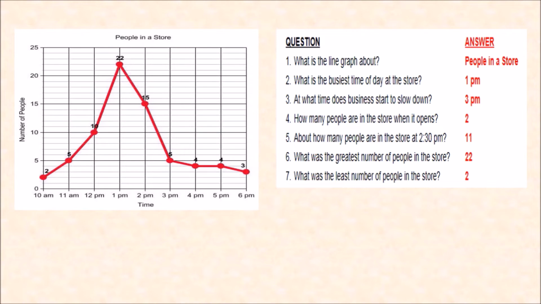There are only 5, and then 4 p.m. is 4, and then 5 p.m. is 4. So that means there is not much activity in this store anymore. So it slows down its operation.